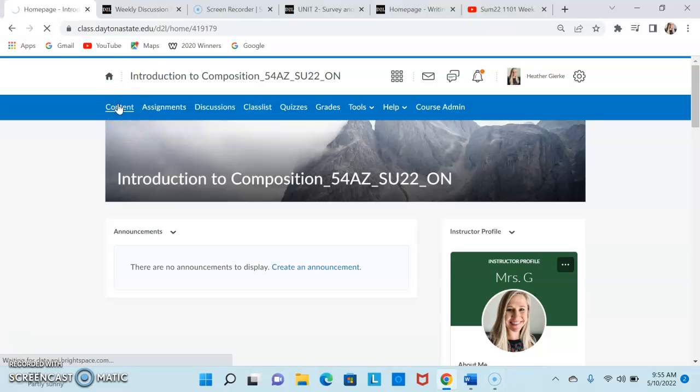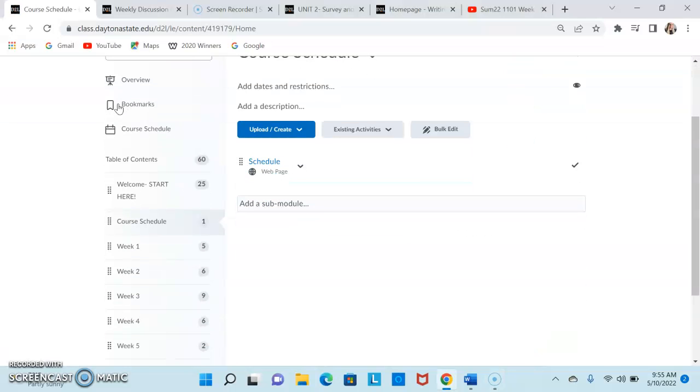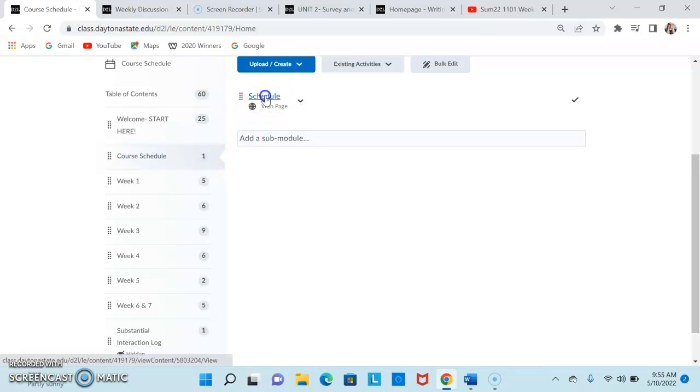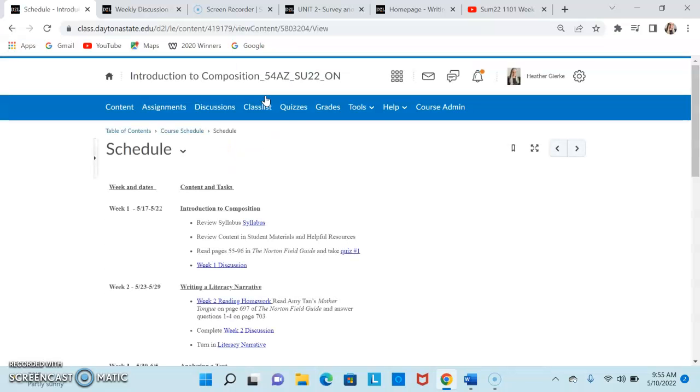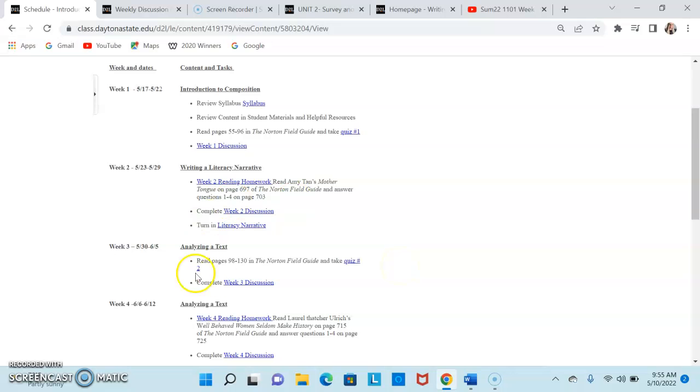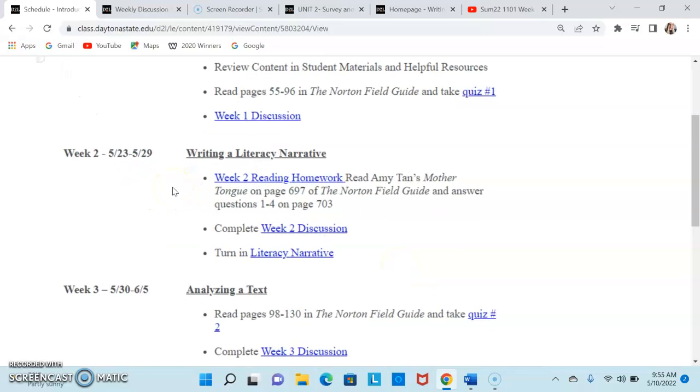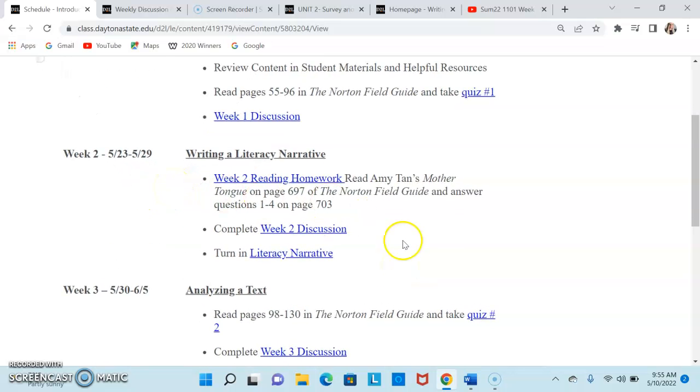Wanted to go over our tasks to complete this week. So we can always pop in here and check the schedule. I know it's a little tiny, so you can zoom in.